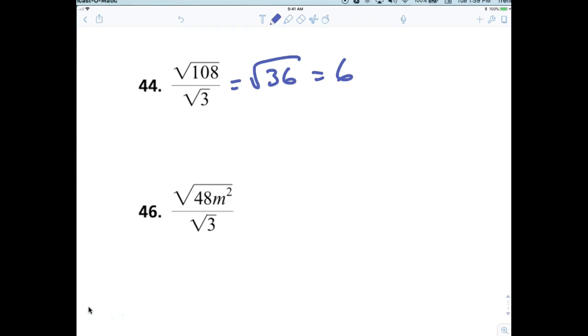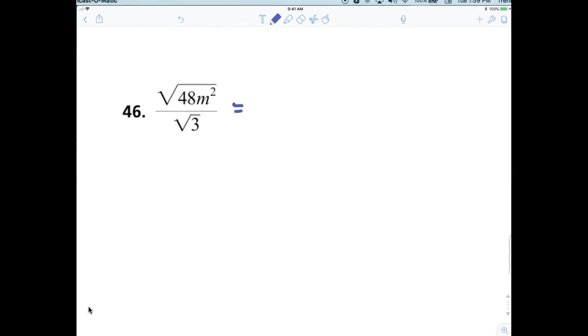So listen, do 108 divided by 3. What is 108 divided by 3? What's the square root of 36? 6. That's what we were doing when we did the multiplication. With multiplication, you just multiply them together. With division, you divide them. So if I'm looking at 46, that breaks down into the square root of 16m squared. I would want you to reduce the fraction first. Then you take the square root, which would be 4m.